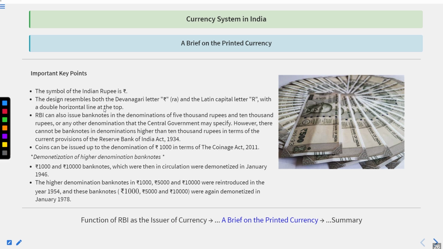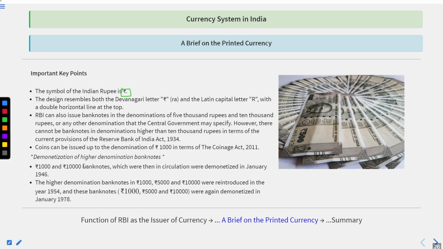Important key points: the symbol of the Indian rupee. The design resembles both the Devanagari letter Ra and the Latin capital letter R with a double horizontal line at the top. RBI could also issue banknotes in the denomination of 5,000 rupees and 10,000 rupees or any other denomination that the central government may specify. However, there could not be banknotes in denomination higher than 10,000 rupees in terms of the current provisions of the Reserve Bank of India Act 1934.